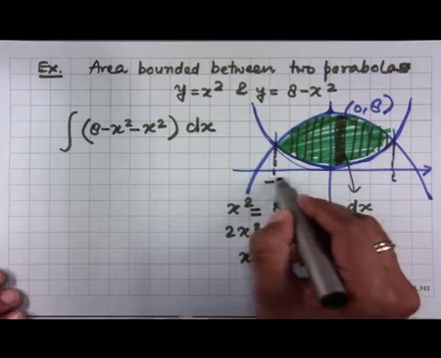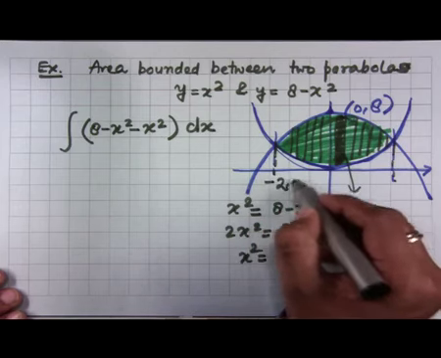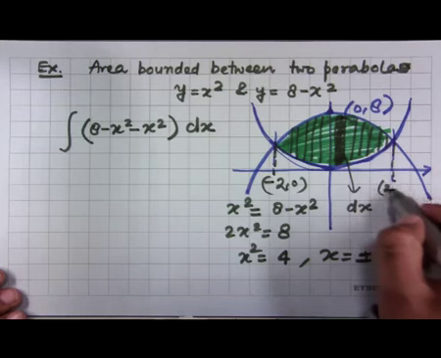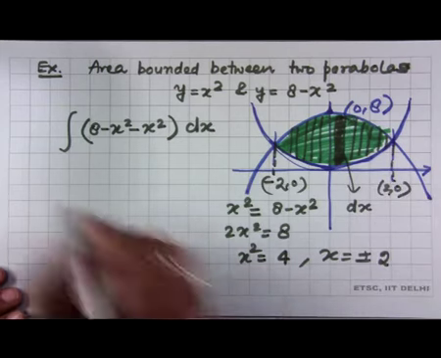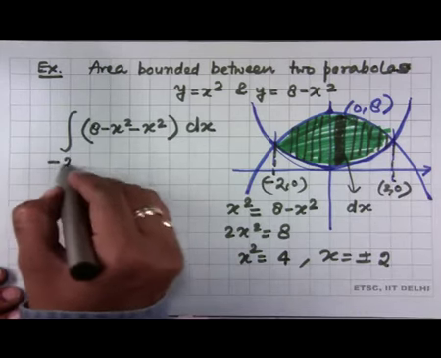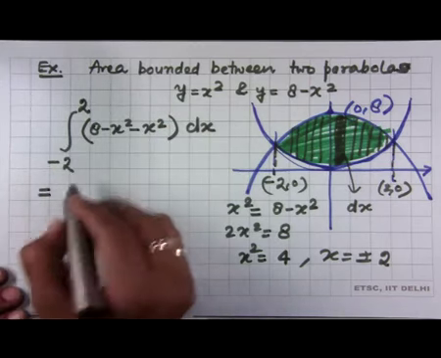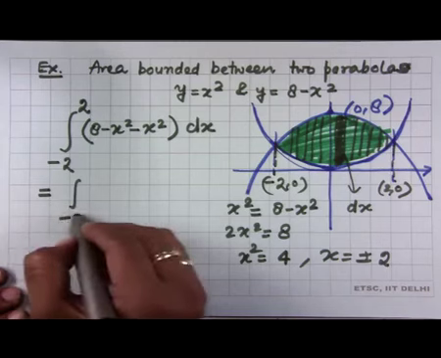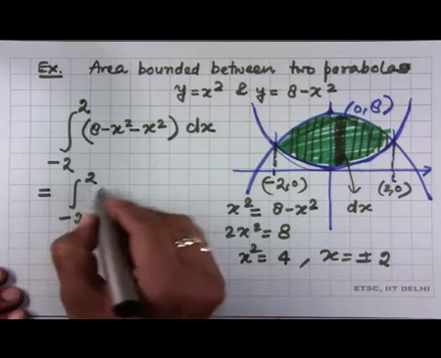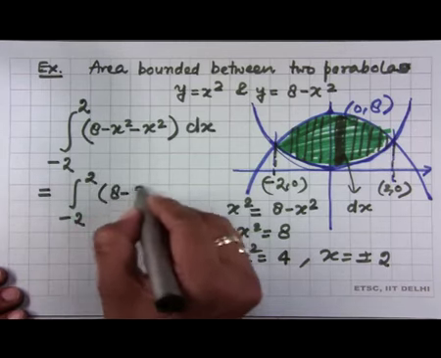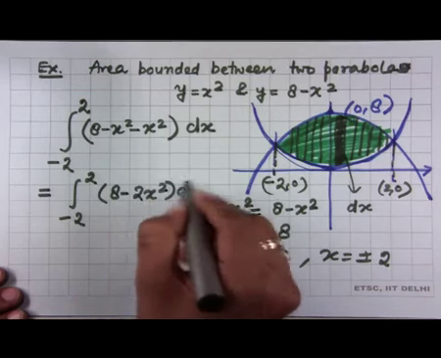So, this is minus 2, 0 and this is 2 comma 0. So, limit of x will be from minus 2 to 2, and the integral from minus 2 to 2 of 8 minus 2x square dx.